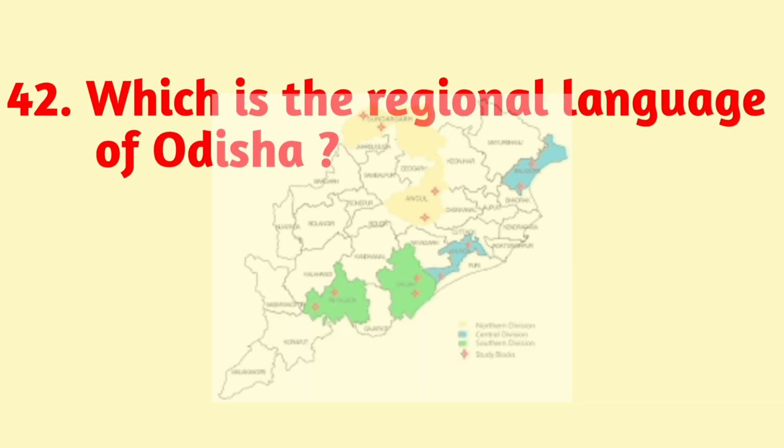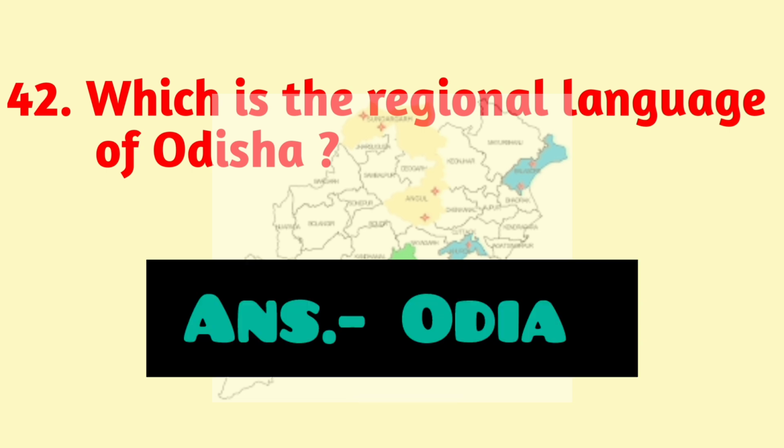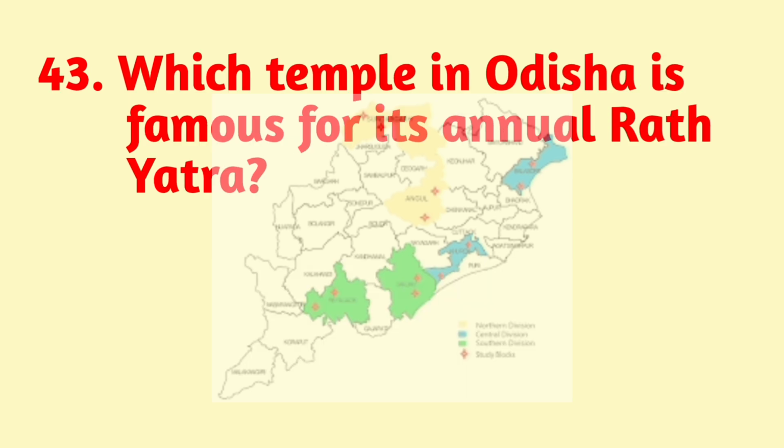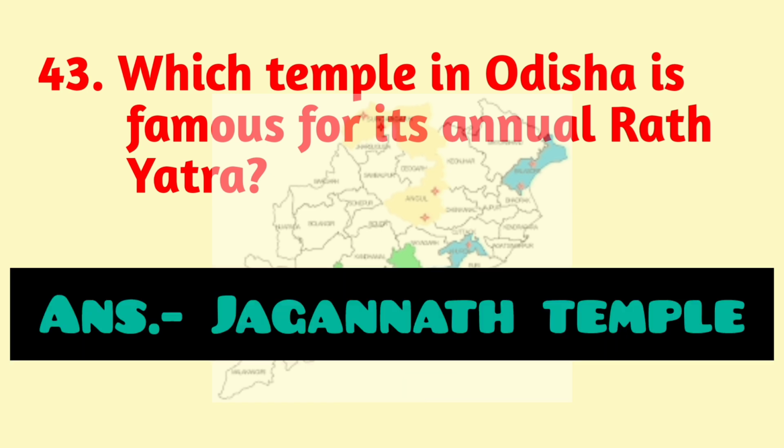Question number 42. Which is the regional language of Odisha? The answer is Odia. Question number 43. Which temple in Odisha is famous for its annual Rath Yatra? The answer is Jagannath Temple.